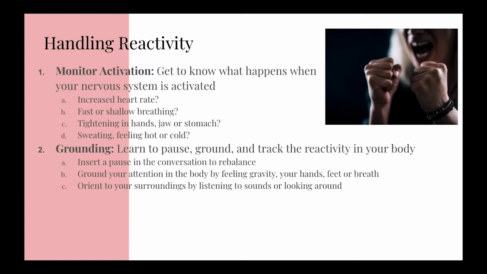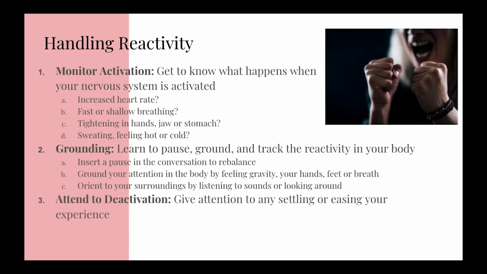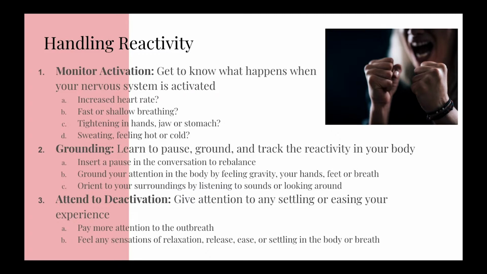And once you ground yourself and bring your presence to the now, you can attend to your deactivation, giving attention to settling or easing in your experiences. So, this can be done by paying more attention to the out breath. When you are activated, this means that your sympathetic nervous system is activated, so you can switch and turn on your parasympathetic system, the calming part of your nervous system, by making your out breath longer than your in breath and really paying attention to the out breath. You can also do it by feeling any sensation of relaxation, release, ease, or settling in the body or breath.